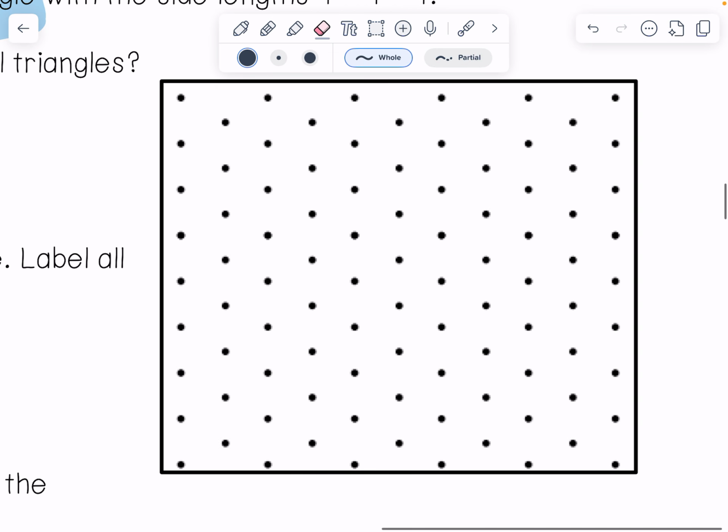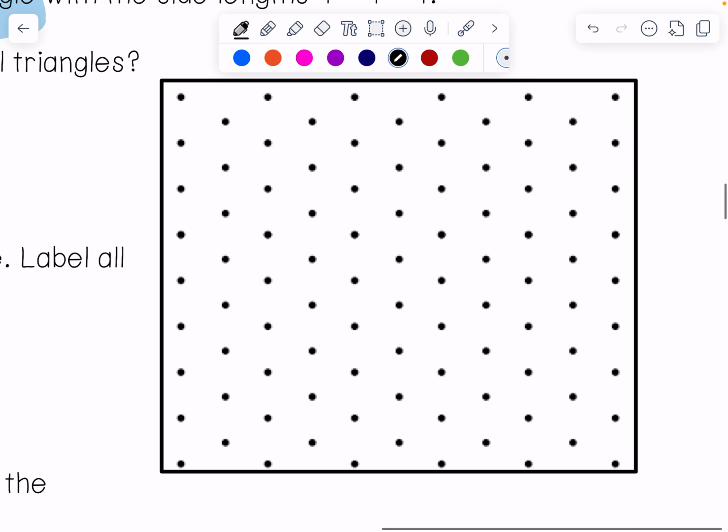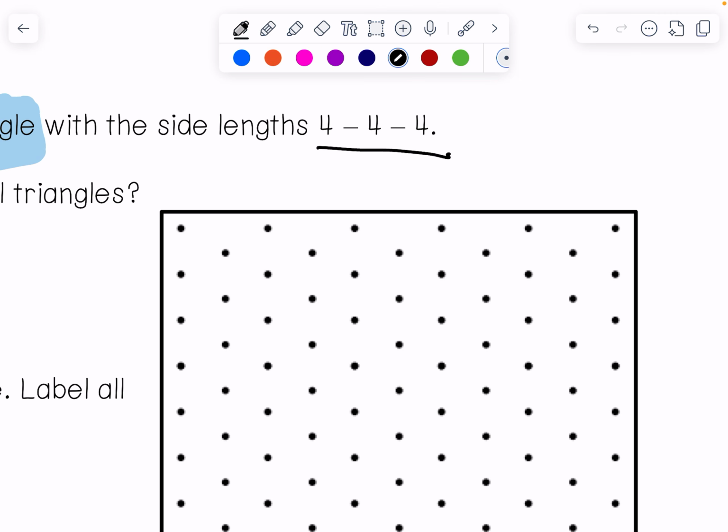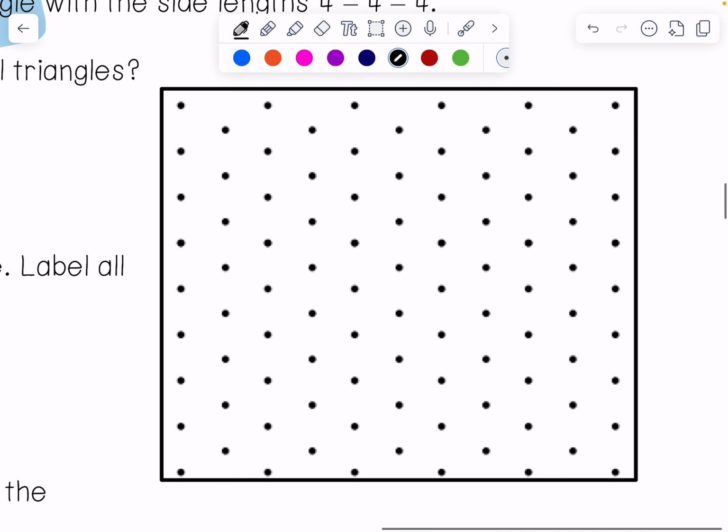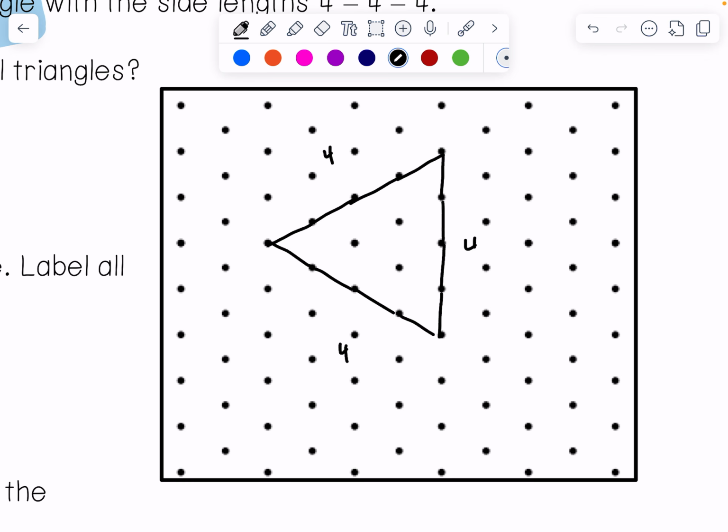So in order to draw a 4 by 4 by 4 triangle, which is what it's asking me to do, I'm going to draw out 4 dashes. So 1, 2, 3, 4. I'm going to go down 4 dashes. 1, 2, 3, 4. And I'm going to go across 4 dashes. 1, 2, 3, 4. So I have a 4 by 4 by 4 triangle.